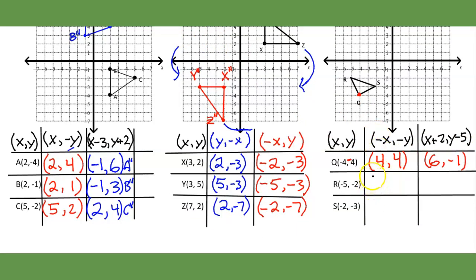Then we'll have 5 comma 2. Add 2, 7. Subtract 5 from 2, we'll have -3. And then lastly, we'll do 2, 3. 2 plus 2 is 4. And 3 minus 5 is -2.